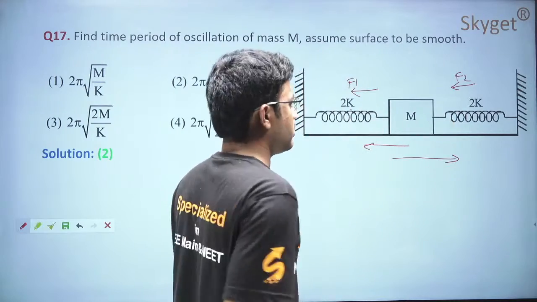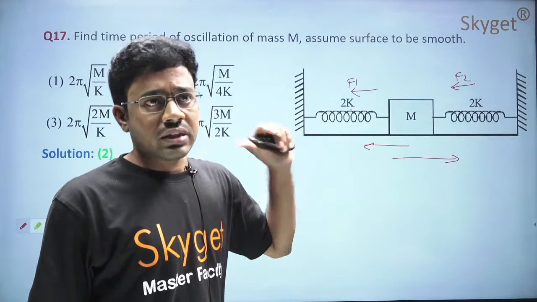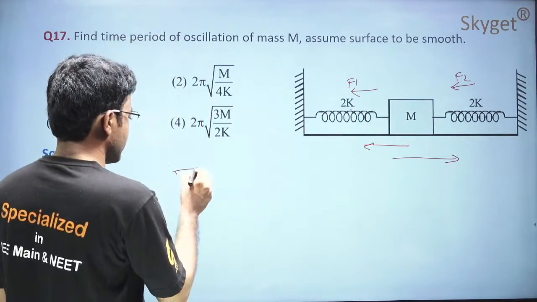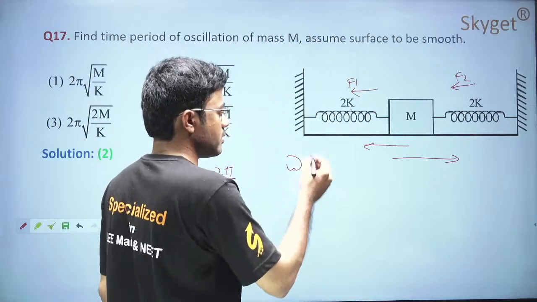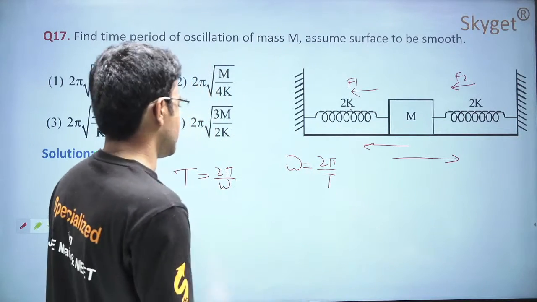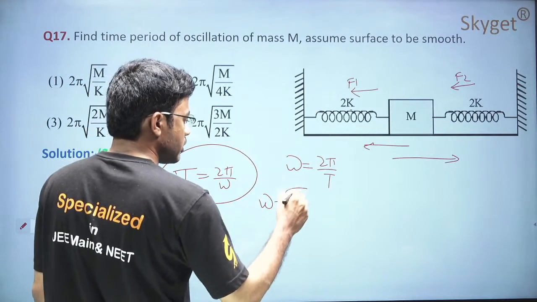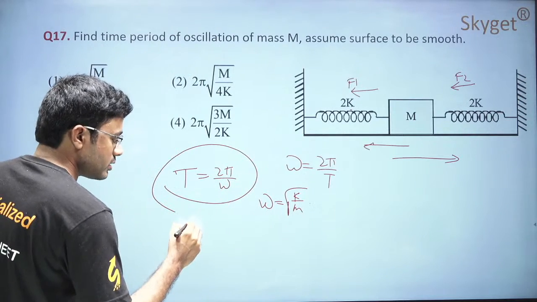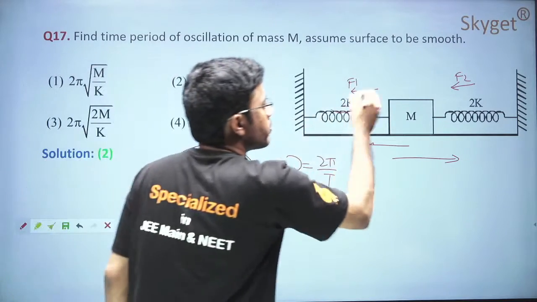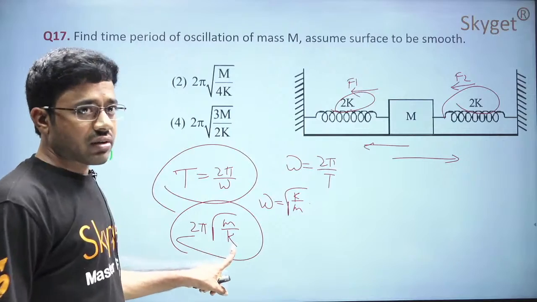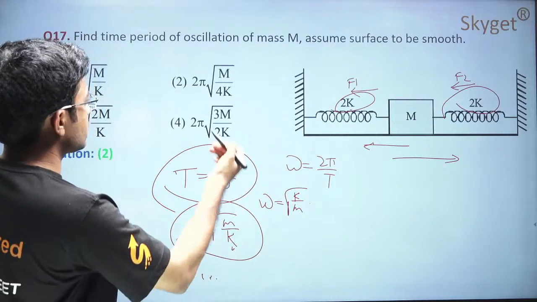So if you take this direction, the total spring constant, as those two are in parallel and you have to add them, will become 4k. As you know, the time period is 2 pi by omega, because the angular frequency omega is equal to 2 pi by T. From this you can write T is equal to 2 pi by omega. In terms of spring constant, omega is equal to root over k by m. If you substitute in this, it becomes 2 pi root over m by k. Here, as these two spring constants have to be added, the total value of k becomes 2k plus 2k, which is 4k, so that is 2 pi root over m by 4k. So it is option 2.